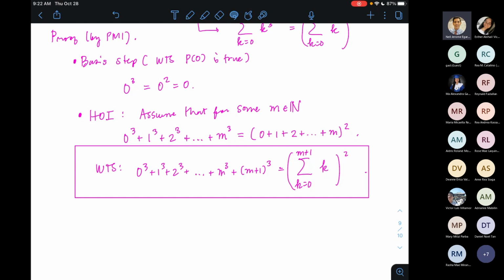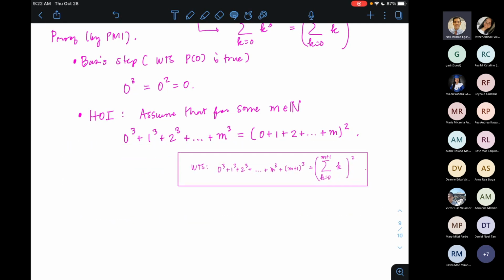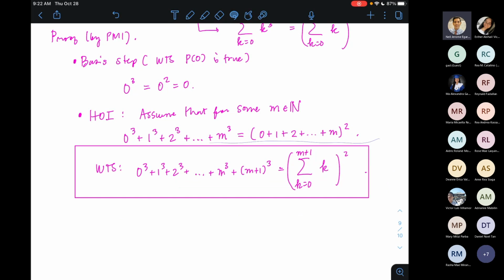Okay, so ngayon, i-compare nyo yung HOI dun sa WTS. The goal is, from the HOI, pwede natin gamitin yung equation na nasa HOI. Pwede natin itong gamitin kasi assumption siya. Part siya nung conditional statement na gusto nating i-prove. Siya yung premise. And then from here, we want to get this one. So what do you think should be done next? Ano dapat yung susunod kong gawin? Preferably with the HOI, so that we will be closer to what we wanted to show.